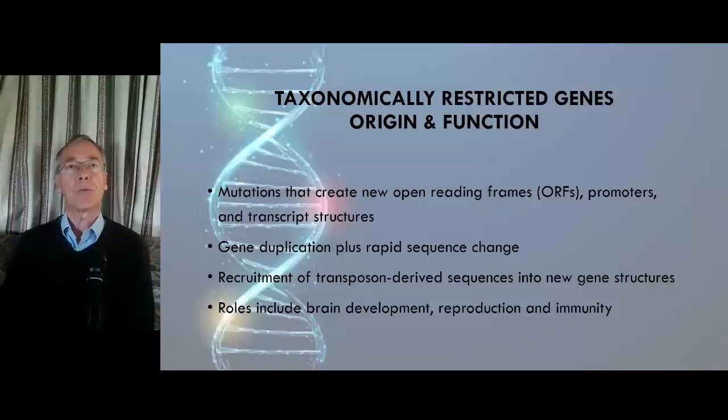They're very important because they have roles in brain development, reproduction, and immunity, and they are involved in various regulatory processes, and when these processes are disturbed, cancer seems to result. Now, there are hundreds of these genes, so how did these genes come about?